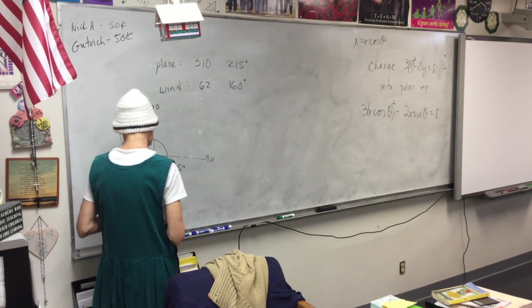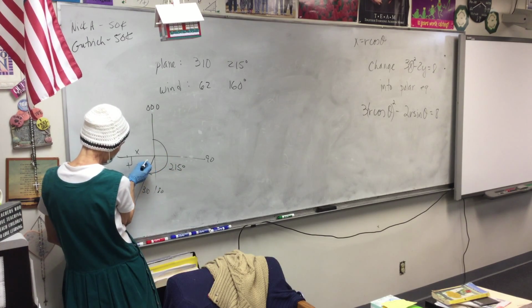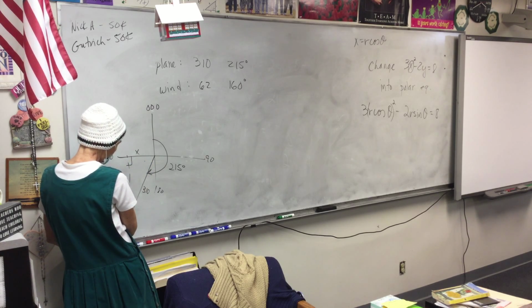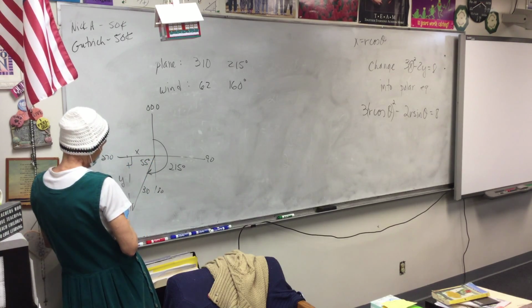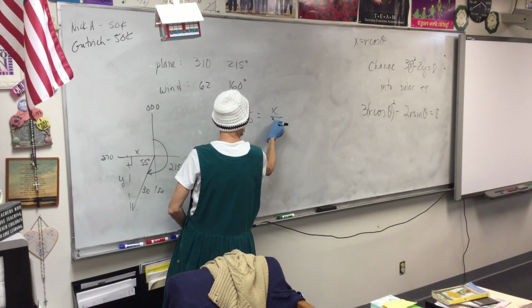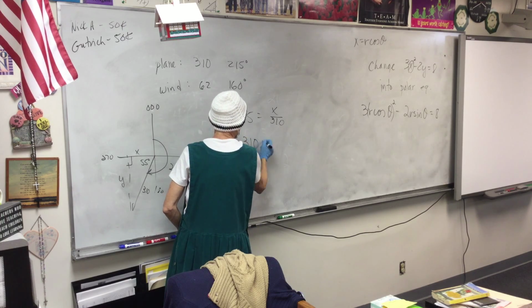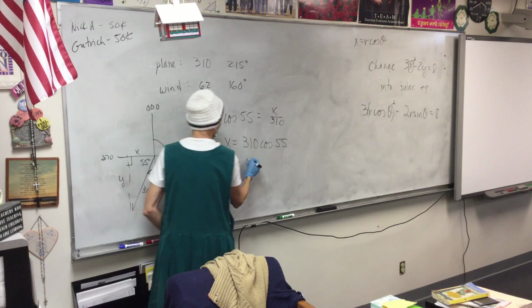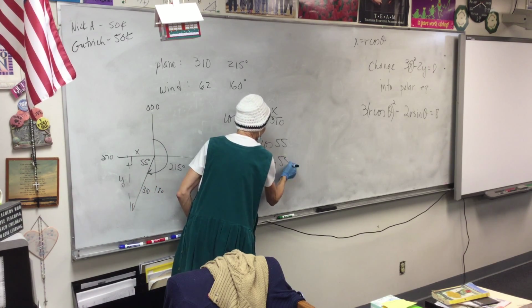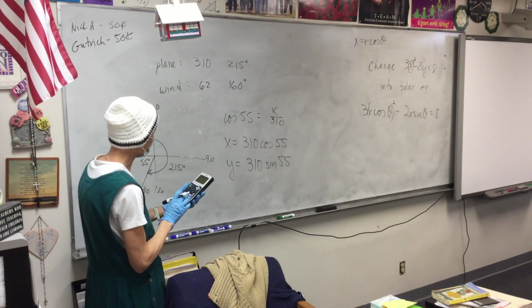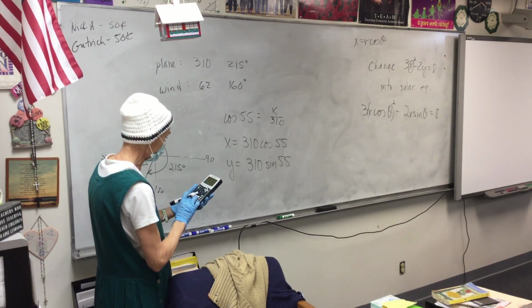So I know this is 215. How big would this angle be if that's 215? This one would be 55. So I can say the cosine of 55 equals X over 310. So 310 cosine 55 will be X, and what will be Y? 310 sine 55. So that will give me the components of my airplane.